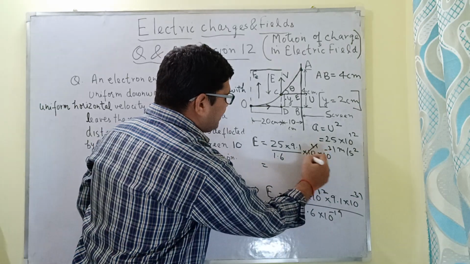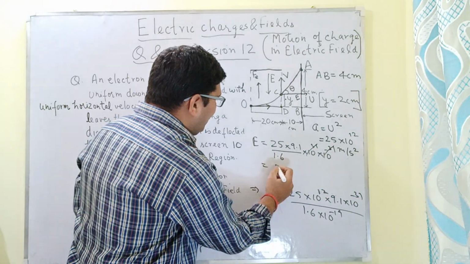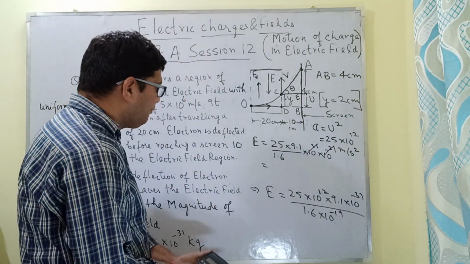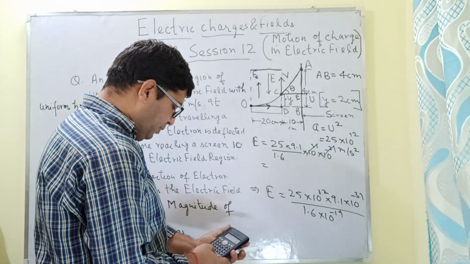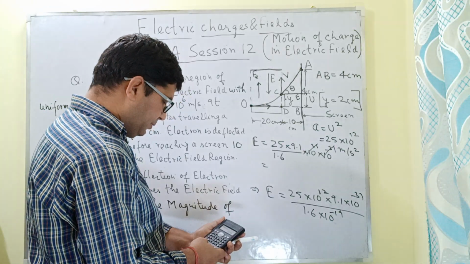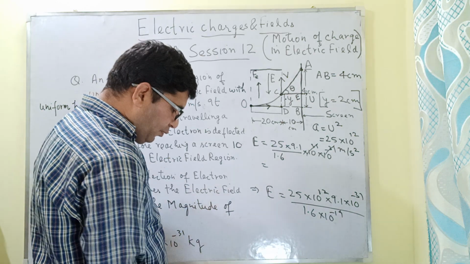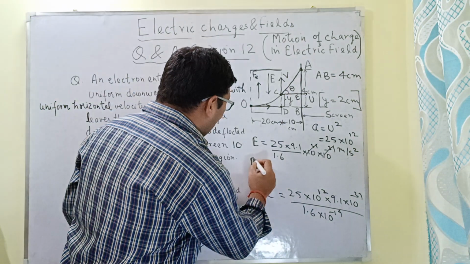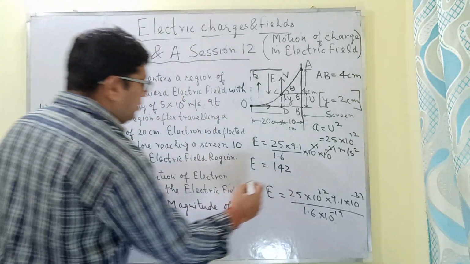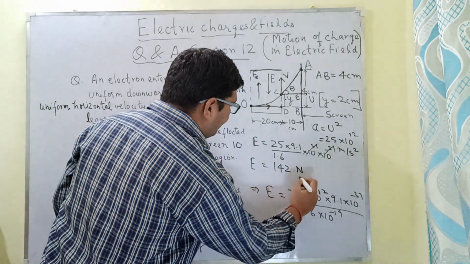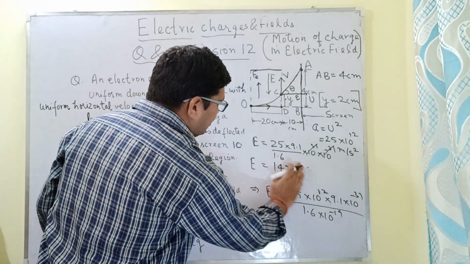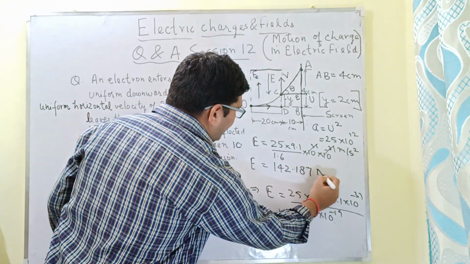So this will cancel out. I'm getting the value as 25 into 9.1 divided by 1.6. This is equal to 142. So the intensity of the electric field is equal to 142.187 newtons per coulomb.